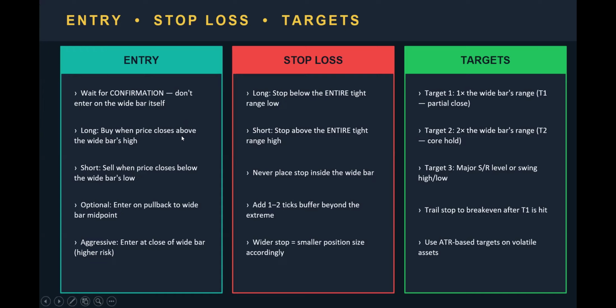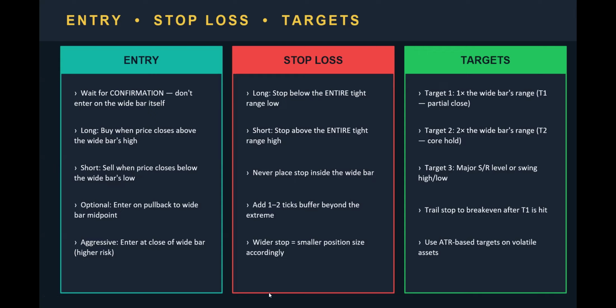Long buy when price closes above the wide bar's high. Short sell when price closes below the wide bar's low. Optional: enter on a pullback to the wide bar midpoint. That's what I told you. The 50% price of the wide bar acts as a magnet for the price. So wait for that. Do not enter aggressively. You can enter, but it's a higher risk.